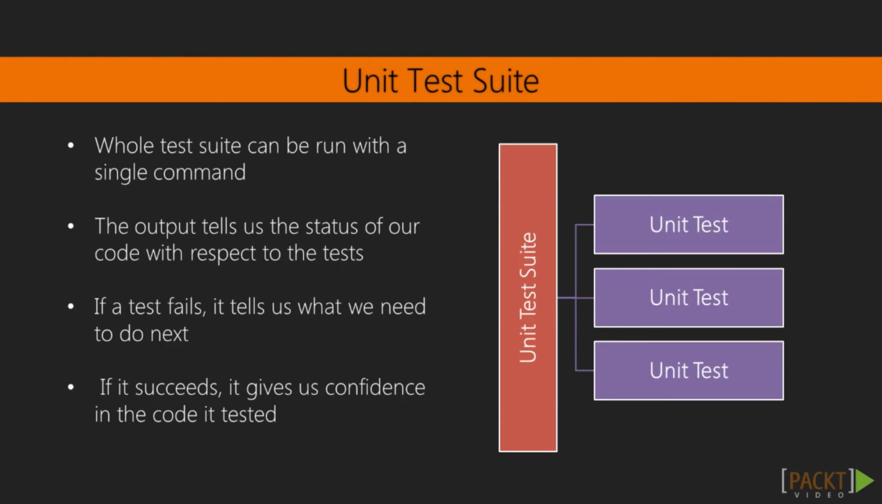If we write a collection of tests that follow these rules, they are a unit test suite. With the proper tools, we can run our whole test suite with a single command, and the output of that command will immediately tell us the status of our source code with respect to the tests. If a test fails, it tells us what we need to work on next. If it succeeds, it gives us a reason for our confidence in the code it tested.